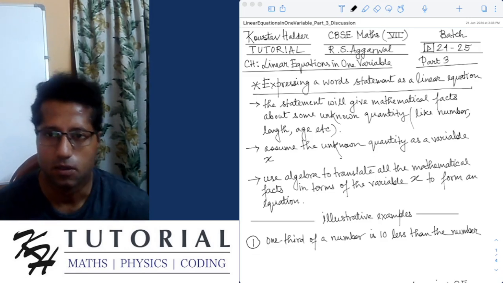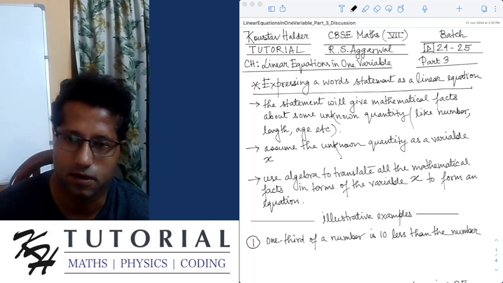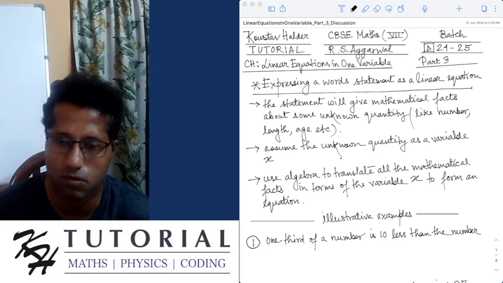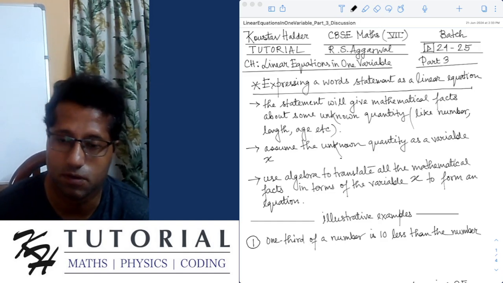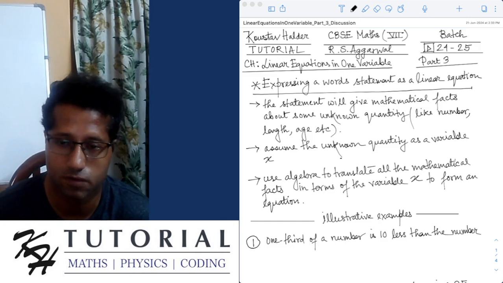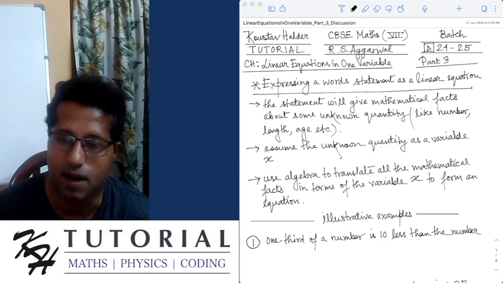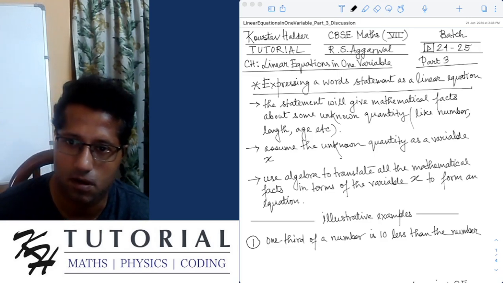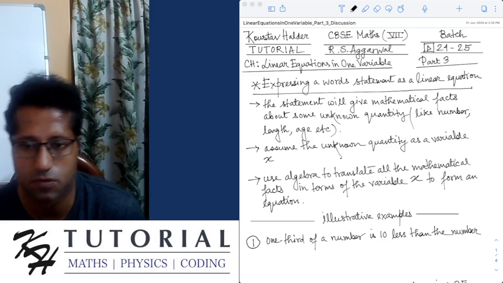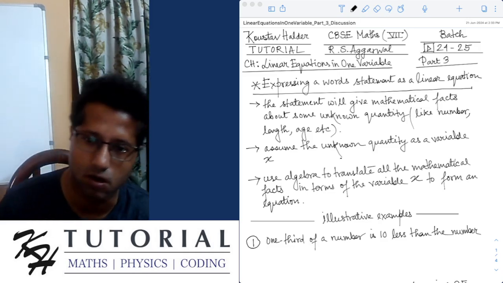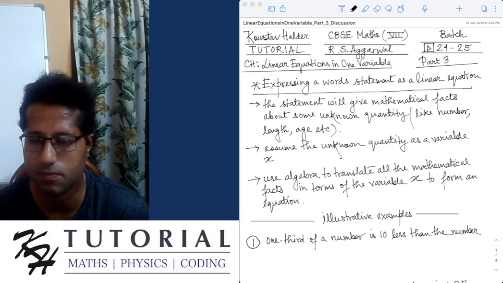Now how do you do that? You assume the unknown quantity, whatever the quantity is unknown that you understand from the word statement, you assume that unknown quantity to be a variable, say x, and then you use your concept of algebra, that is how you translate word statement into an algebraic expression. Use that concept, and all the given mathematical facts of the word statement in terms of the variable x, that will eventually give an equation. Now it will be more clear when we see some examples.